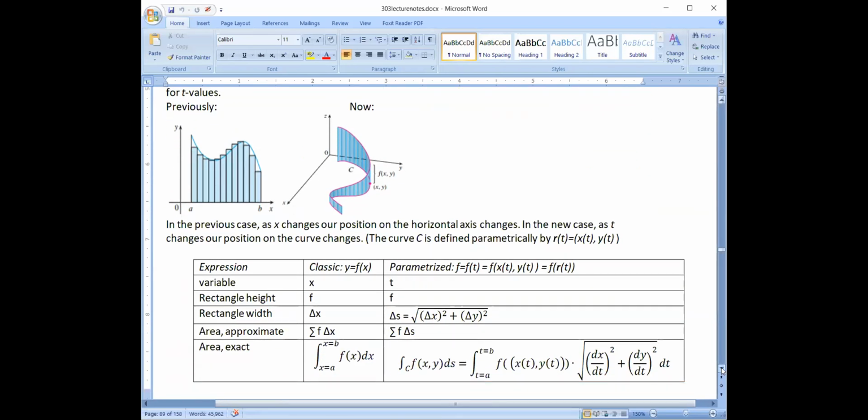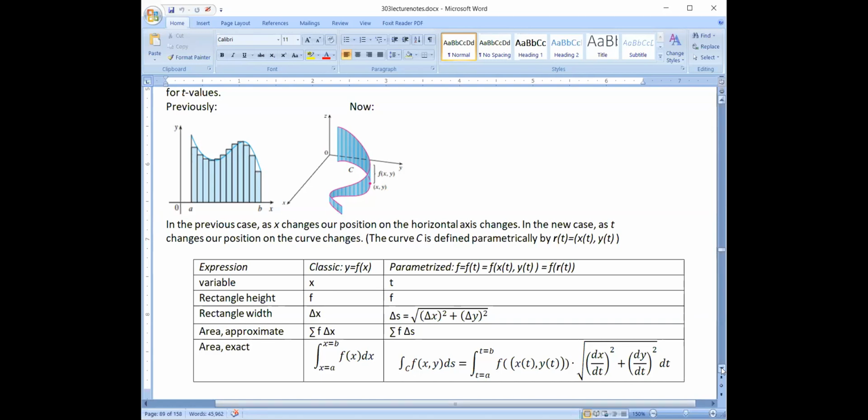So first off, comparing the classic case y equals f of x to the parametrized case, which you could think of in any of these forms that we've seen before. So function f is really a function of t, but we think of it as a function of x of t and y of t. But of course, x, y is really just the position function vector r. So in the classic case, the variable is x. In the parametrized case, the variable fundamentally is t. So what about the rectangle height? In both cases, it's just going to be the function value. Now, what is the width?